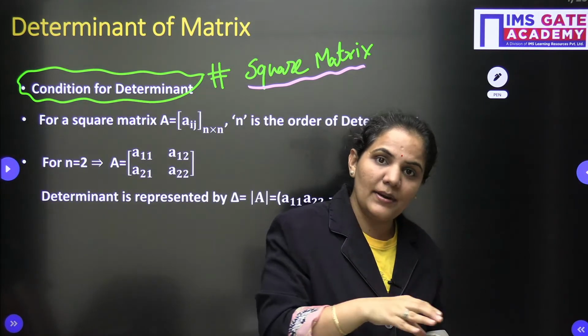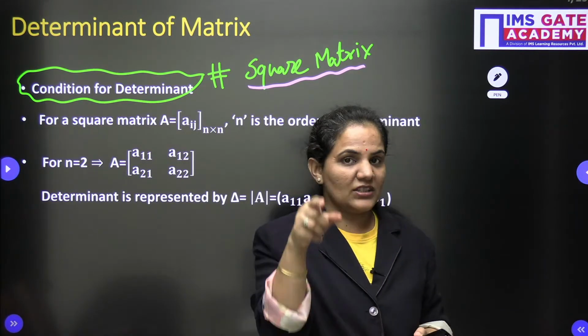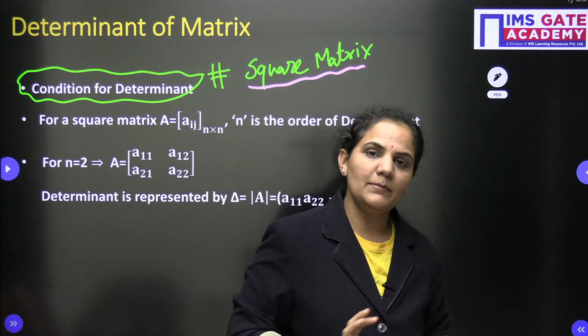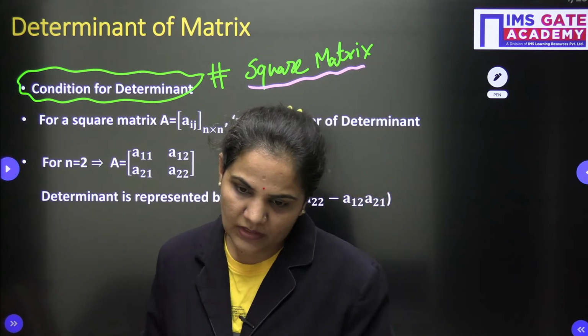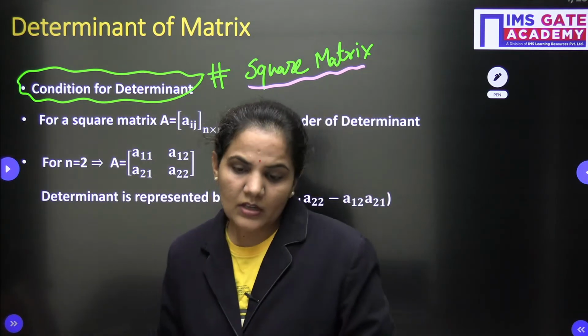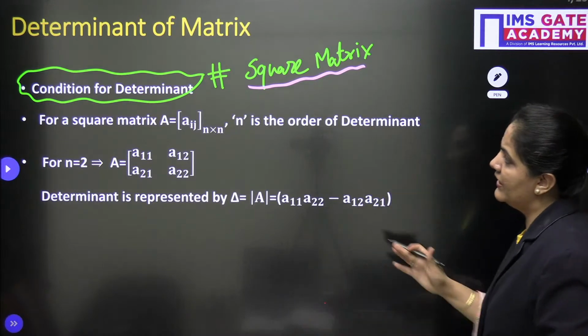Either that determinant will be changeable into a 3 cross 3 matrix or directly it will be 0. So later on we will talk about that one also, but right now, hello, welcome. Right now we are going to start with the determinant.